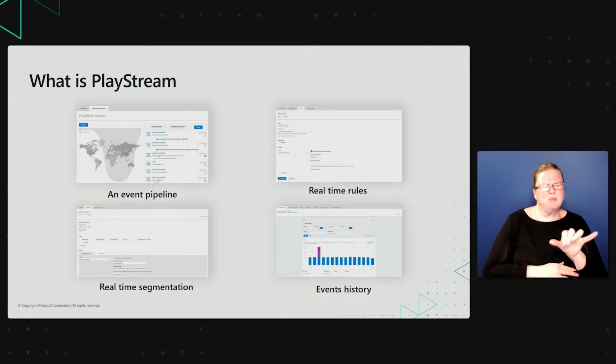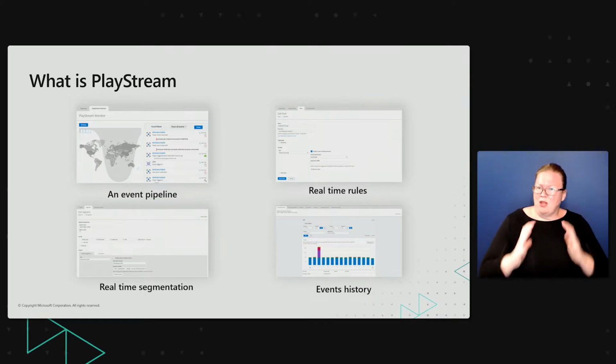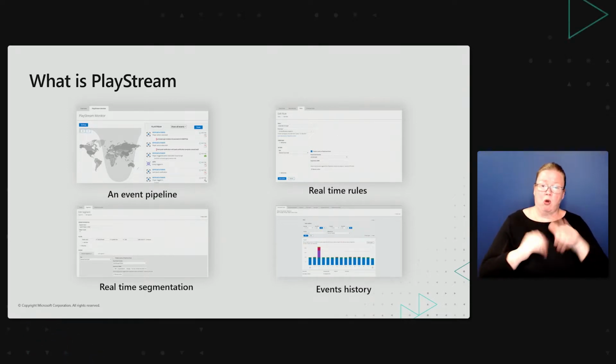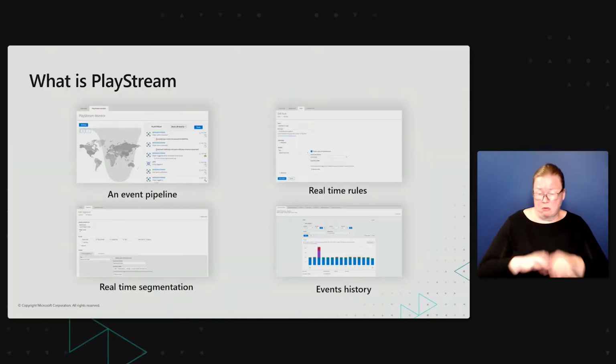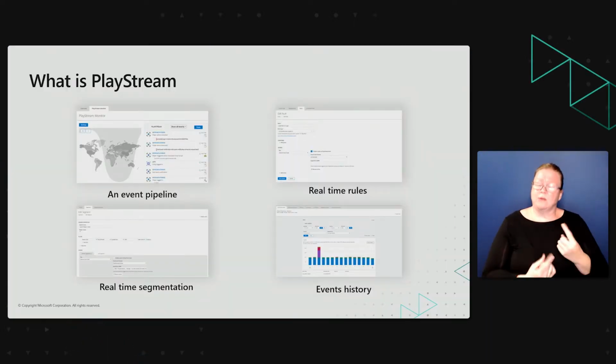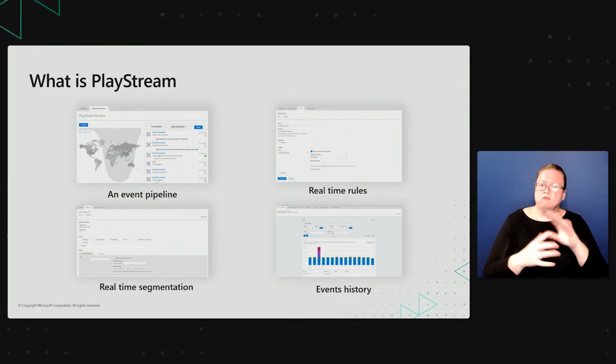Similar to that, you have the real-time segmentation, where you can define segments over players. For example, you can have a segment of all the players that achieved more than 3,000 experience points. You can then trigger the same set of actions when a player gets into the segments or gets out of the segments. Last but not least is event history. Here you can see, visualize, and query your historical game events.